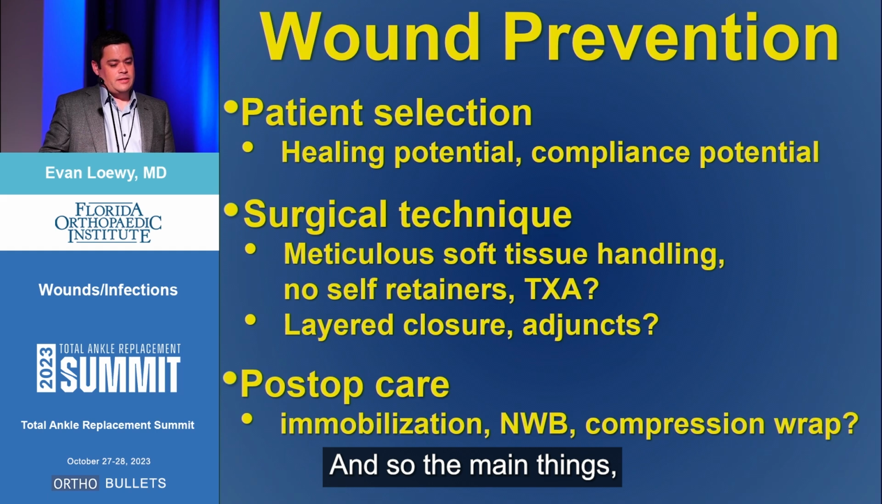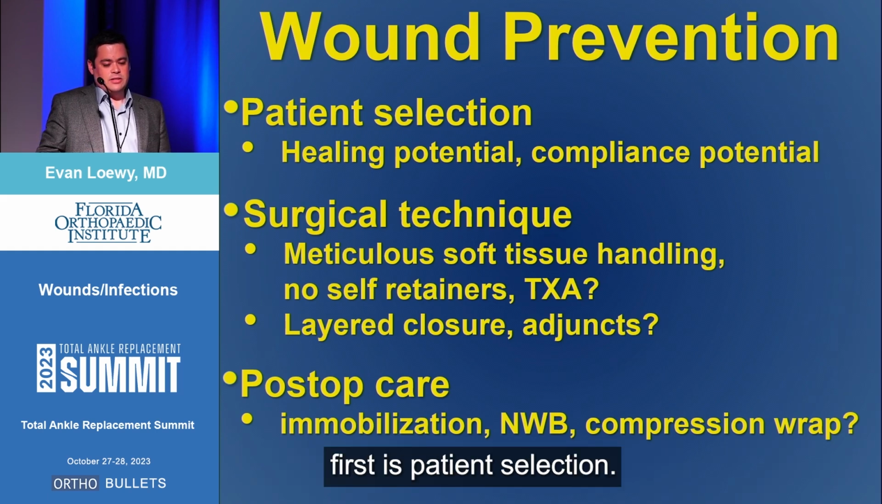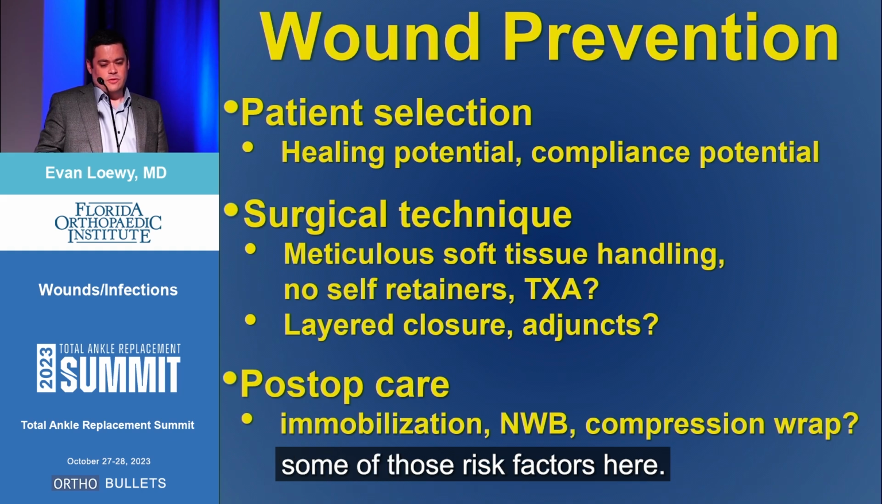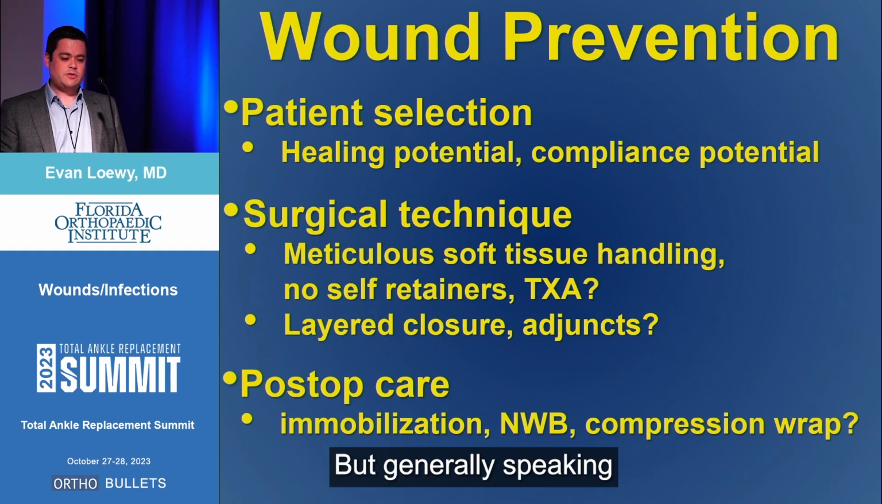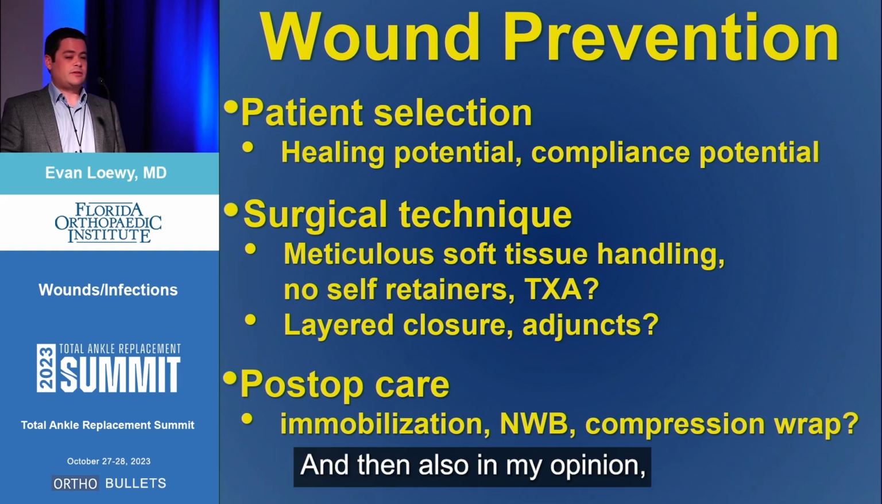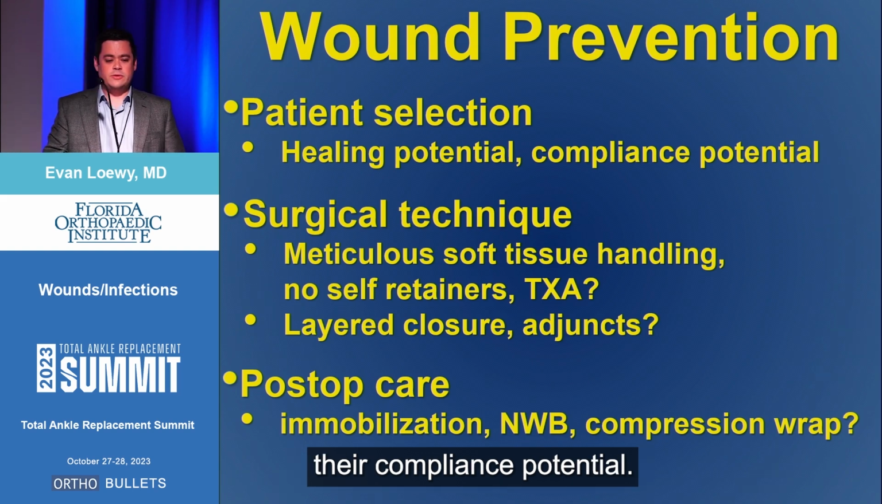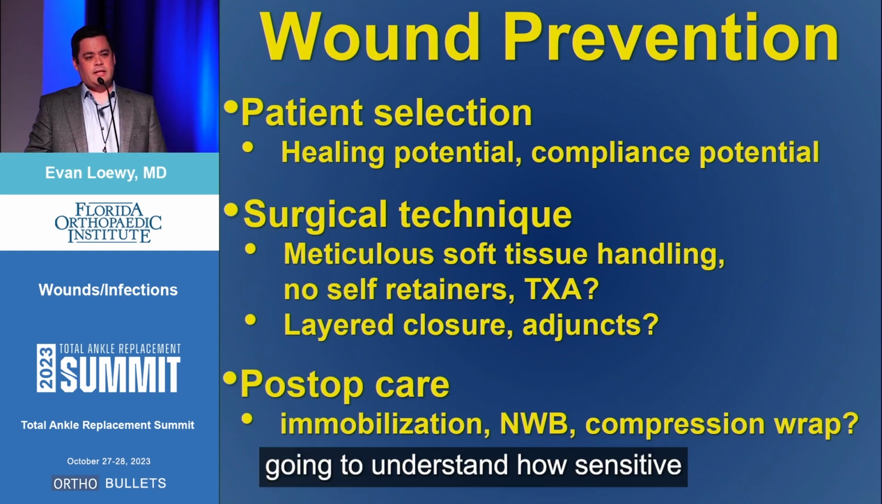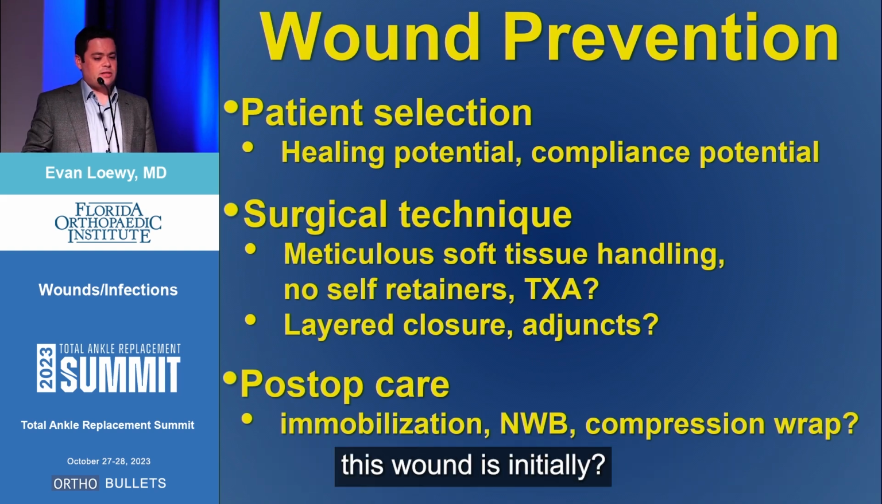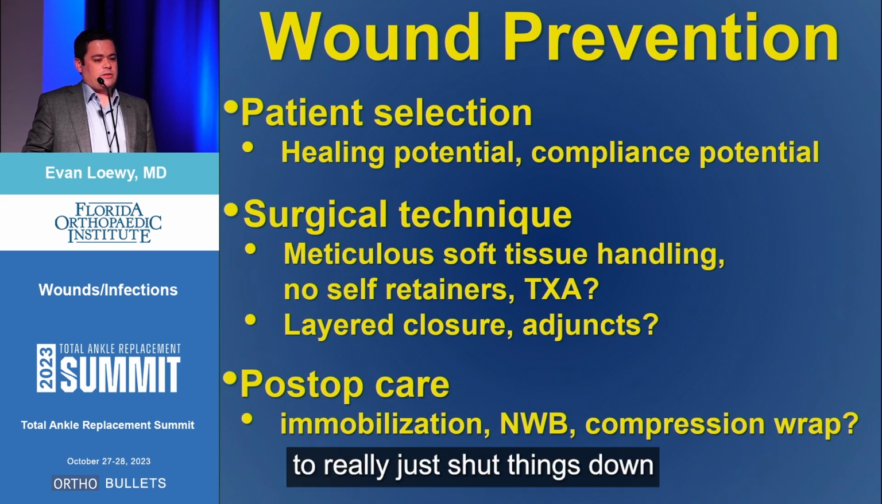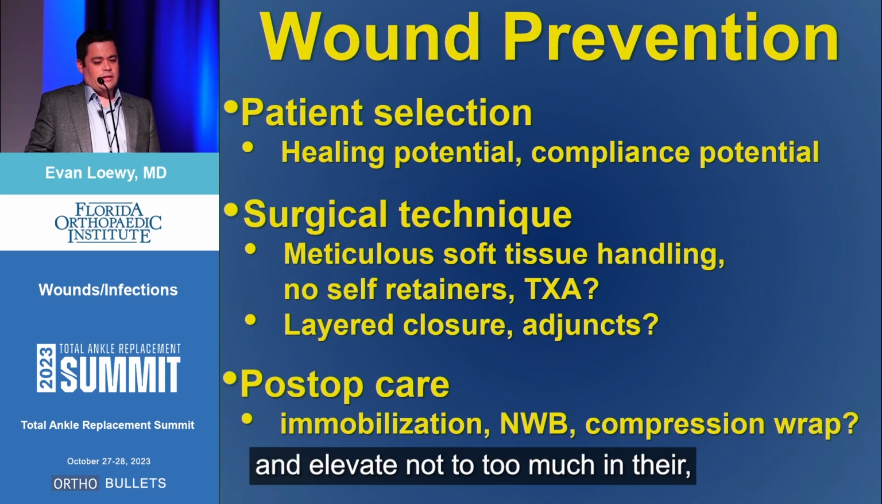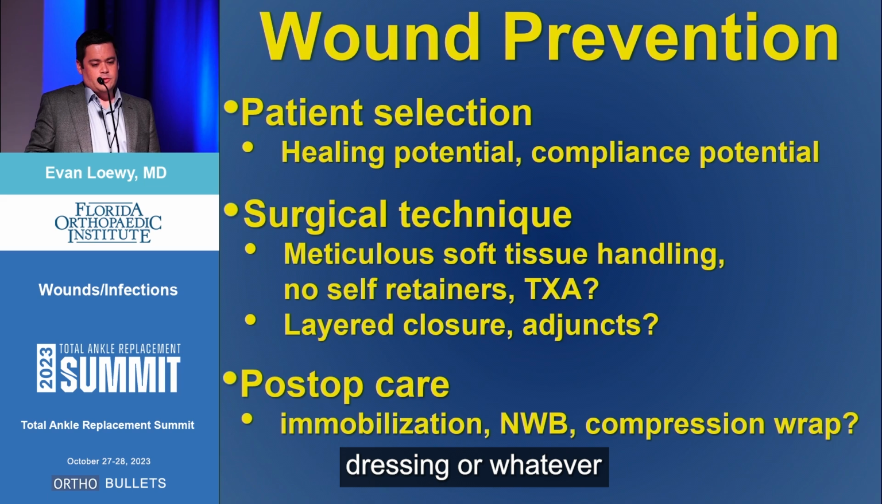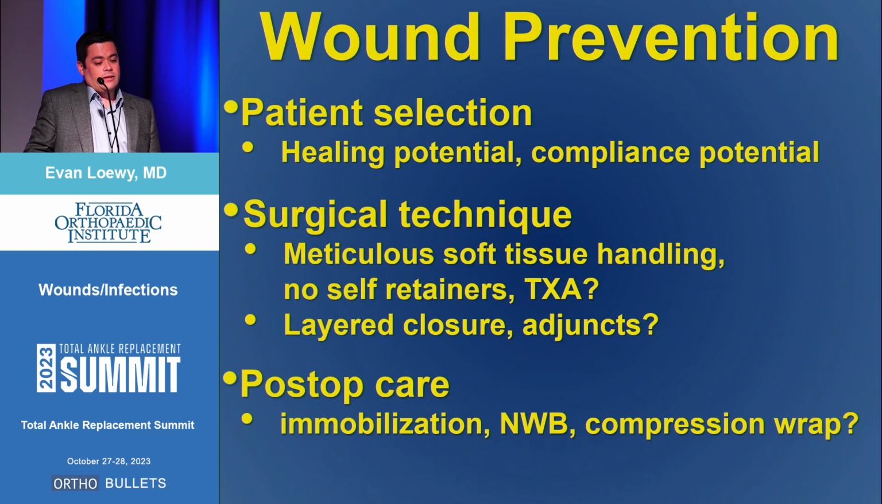And so the main things, different areas to touch on. First is patient selection. We're going to go through some of those risk factors here, but generally speaking, you want to look at their healing potential and then also, in my opinion, their compliance potential. Are these people going to understand how sensitive this wound is initially, how much they need to really just shut things down and elevate, not do too much in their dressing or whatever their immobilization is, and just take it easy, if they can handle that or not.